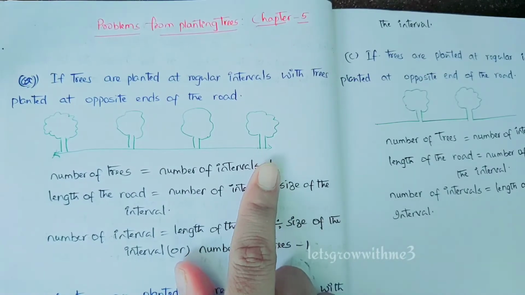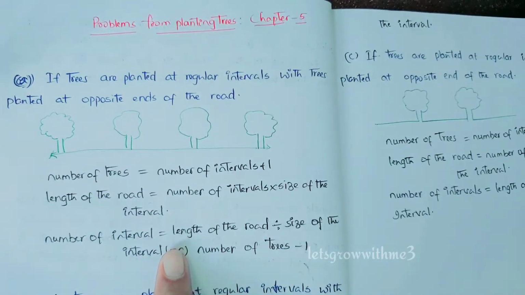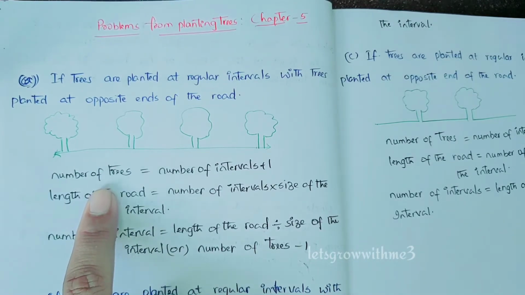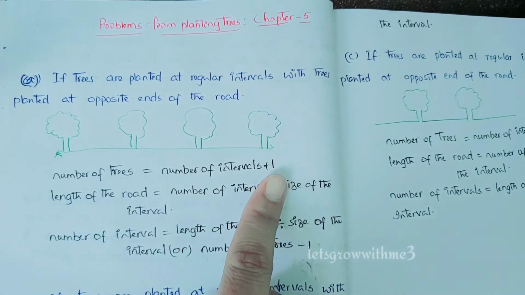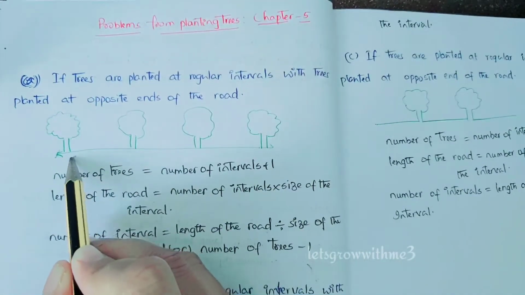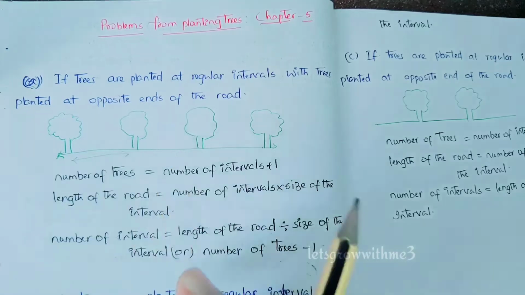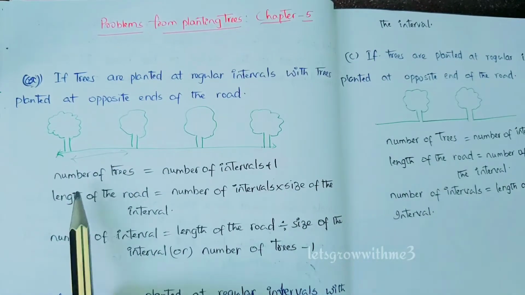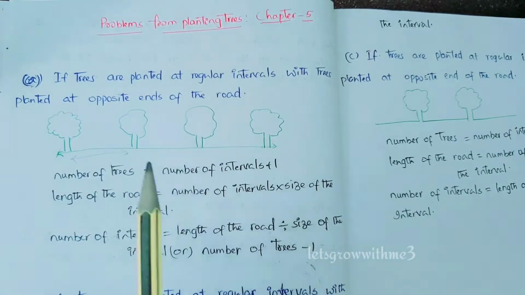The first one is the number of trees. If you see here, the number of intervals is 3 and the number of trees is 4. So the number of trees depends upon the number of intervals: number of trees equals number of intervals plus 1. Okay, so this is the number of intervals, this is one interval. You need to add 1 to know the number of trees.